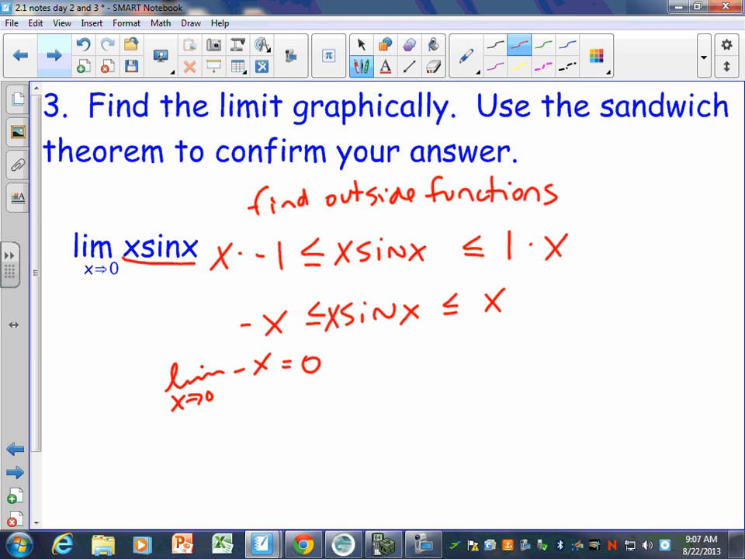And I'm going to take the other bread of the sandwich. This is the meat of the sandwich, and the outside is the bread. Take the limit of this side. The limit as x approaches 0 of positive x is going to be 0. If you can show that the two outside functions are the same, then by the sandwich theorem, we can say that this limit also equals 0 without ever finding it.